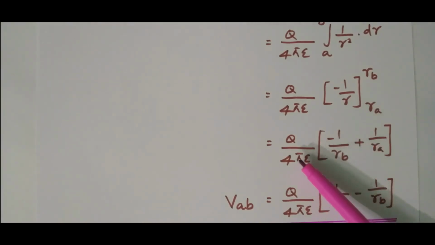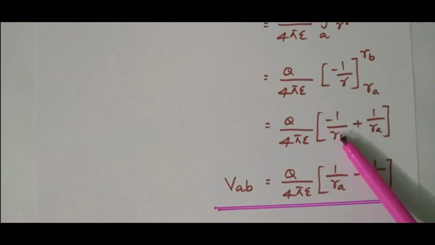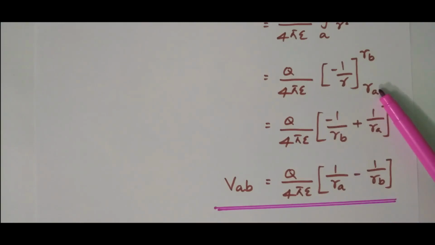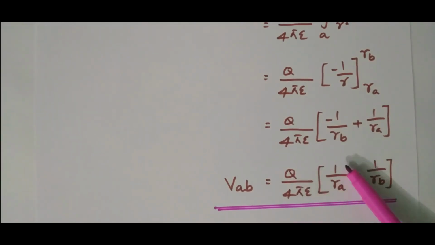Now substitute the limit: Q divided by 4 pi epsilon, minus 1 by RB plus 1 by RA. So minus is there. While substituting the lower limit, it becomes plus. So we will rewrite this: Q divided by 4 pi epsilon into 1 divided by RA minus 1 divided by RB. That is the potential difference between the 2 points A and B. The points are represented as RA, RB.